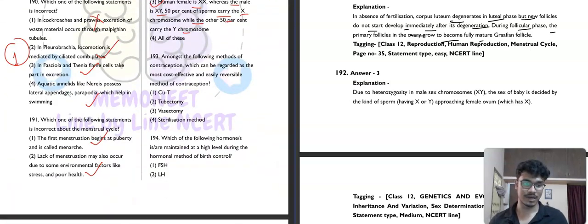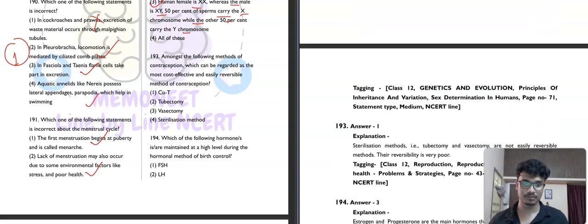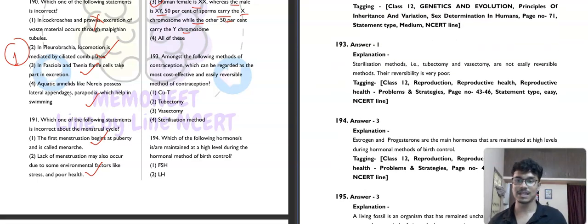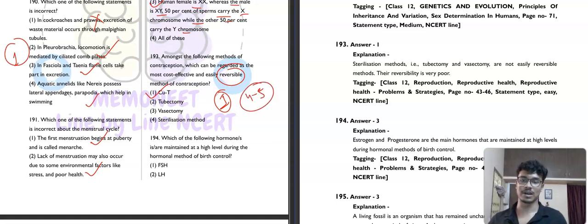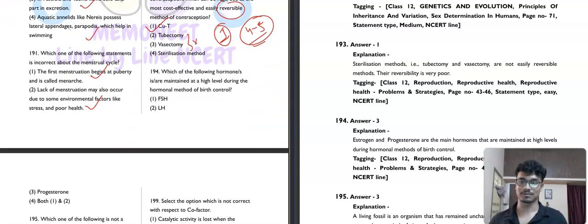Then question number 193. It is saying that amongst the following methods of contraception, which can be regarded as the most effective and easily reversible method of contraception? That is Copper T. If you want to delay pregnancy for like 4 or 5 years, you can insert a Copper T, and this is also reversible. Tubectomy and vasectomy are not reversible. There is a very poor chance of getting pregnant after this.